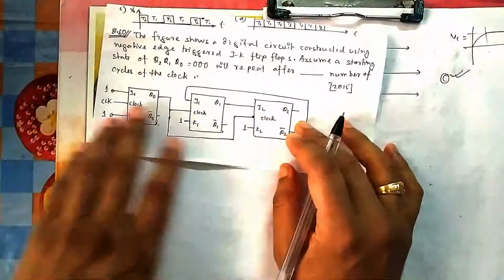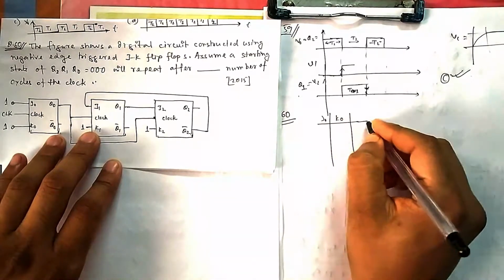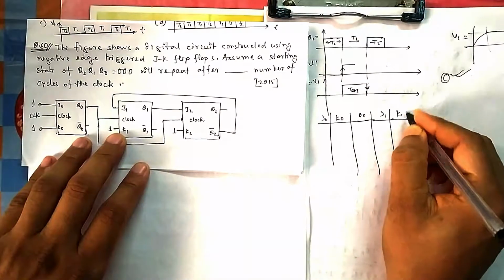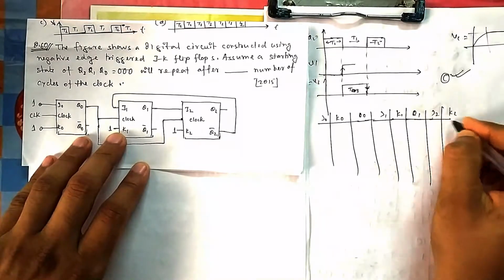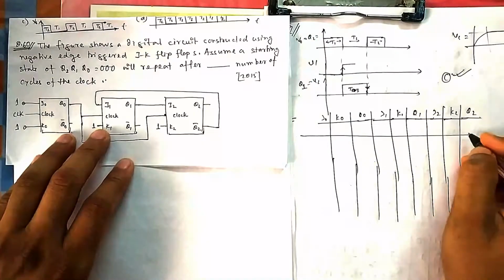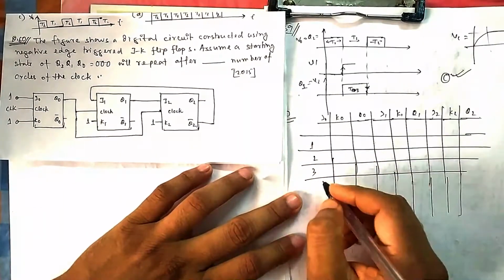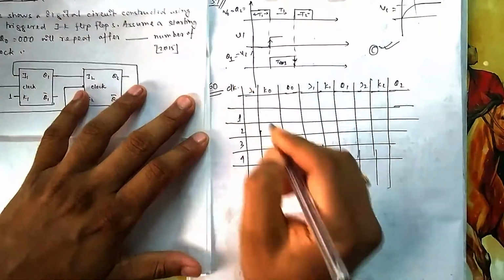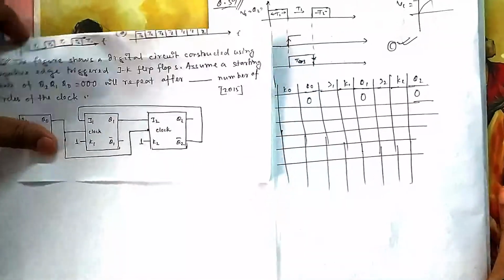So suppose this is J0, let's draw one by one. J0, K0, then it is Q0, J1, K1, Q1, J2, K2, Q2. This is the first clock pulse, suppose second. Let me write at least 3, 4, then I will see if we need more. So what is the initial state? Initial state is all 0 0 0. So Q2, Q1, Q0, all these are 0.